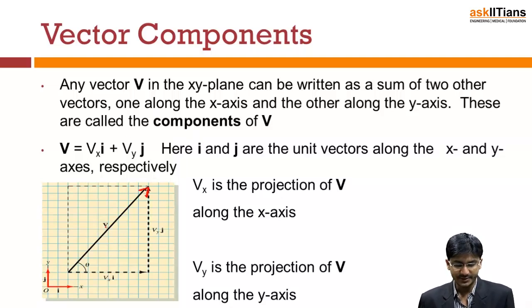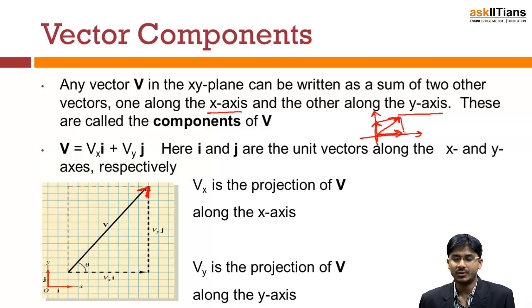Now what are vector components? Suppose this is any vector v in the plane of x, y. This can be written as the sum of two other vectors, one along the x-axis and the other along the y-axis. These are called components of vector v. Now suppose, think for a second that you don't have that, you have one vector this and one vector this. If I ask you to add these two vectors, how will we add them?